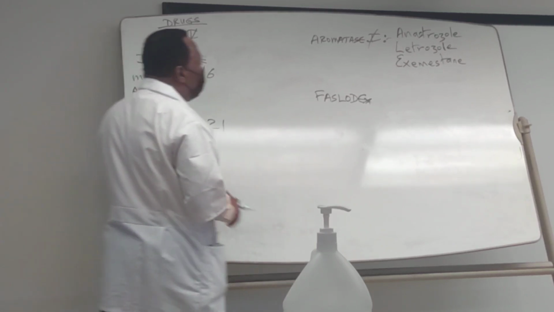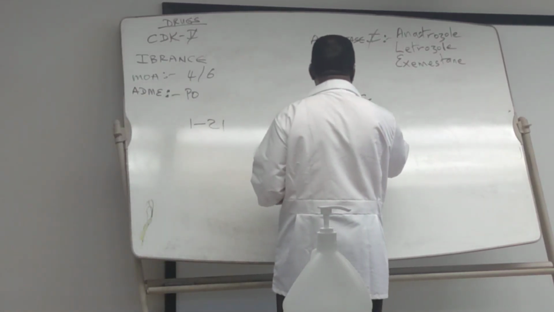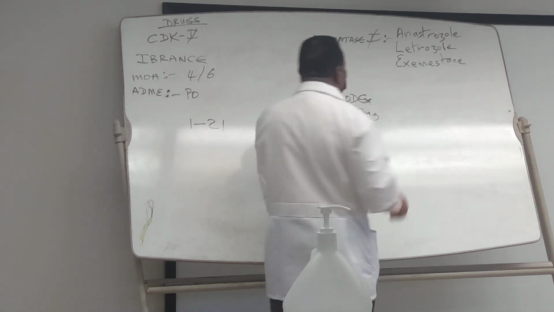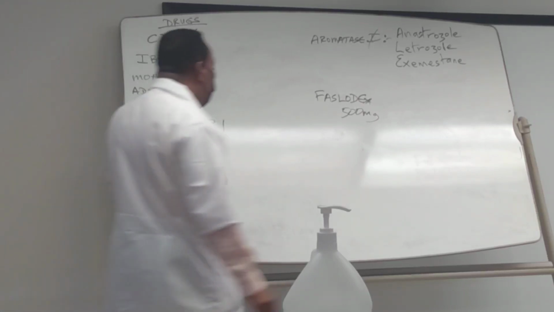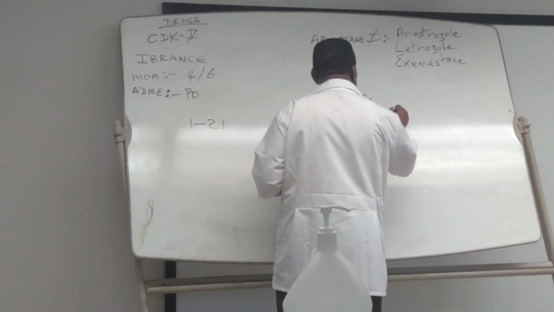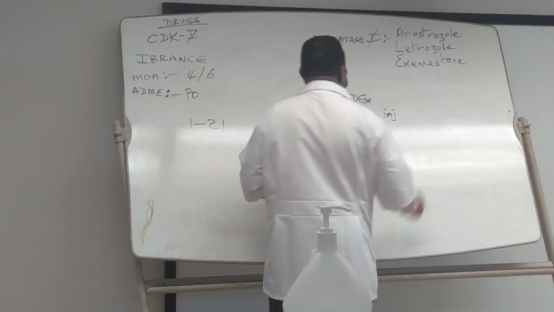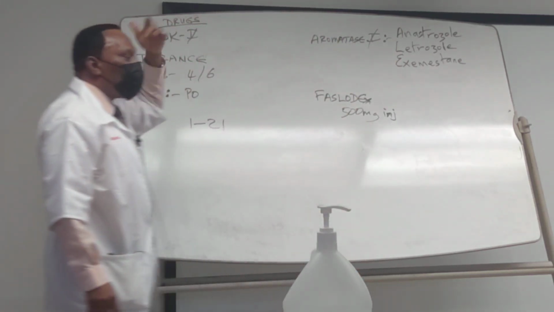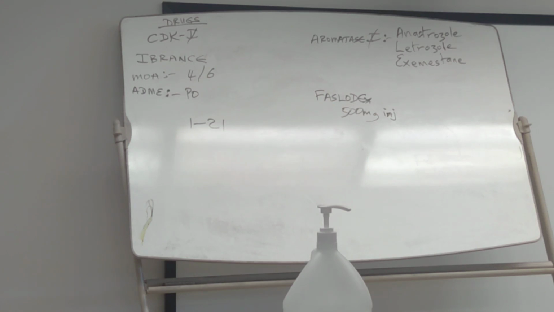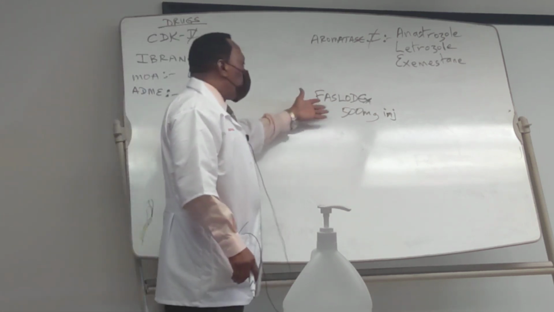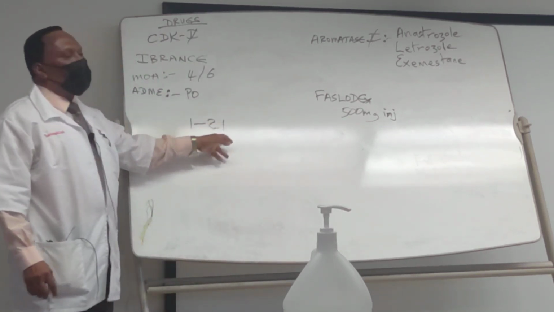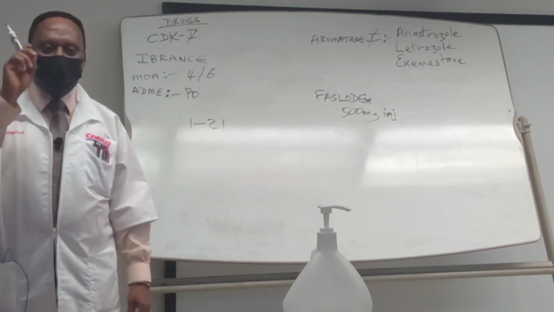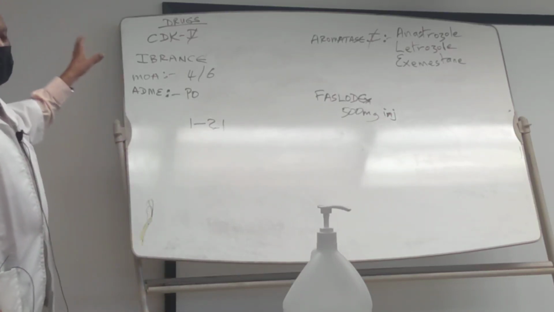Now, if you use Faslodex, you'll be using 500 milligrams of the Faslodex, which of course is injectable. All these aromatase inhibitors are given orally. So for the Faslodex situation, again on days 1 to 21, you will give just the Ibrance only.